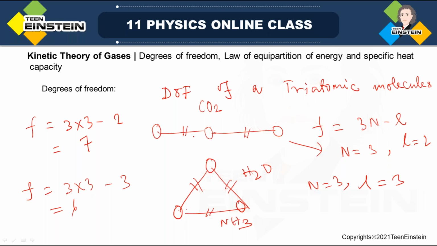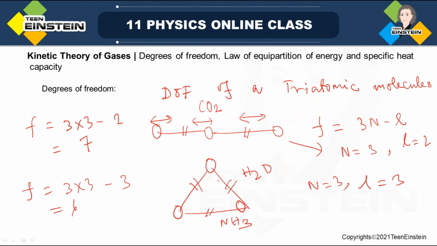In this case, actually, there will be 3 translational already. There will be 2 rotational and 2 vibrational. 2 vibration means it can vibrate in this direction. Okay, so there are 2 vibrational degrees of freedom also here.